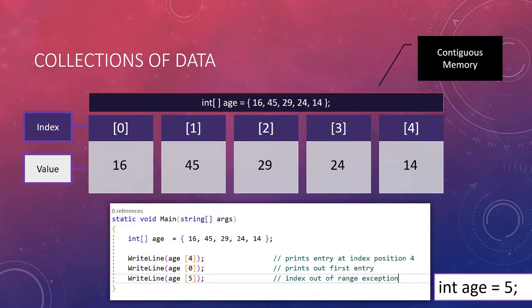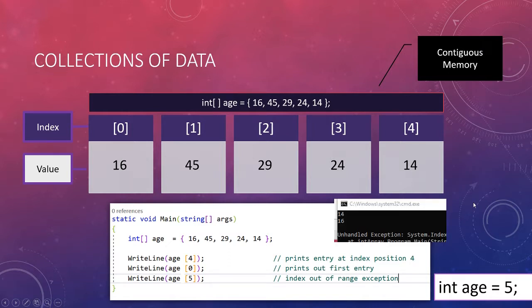Now, here's the C# code that we would use to create this. First of all, we have the int age array being allocated and initialized. And then I have some write line statements just for you to see how we could access a specific entry in that array. Now, our array, if you remember, is named age. So we specify the name of the array followed by the index value within square brackets. So for example, age subscript 4 would print out the value 0, 1, 2, 3, 4. So our last entry in our array.